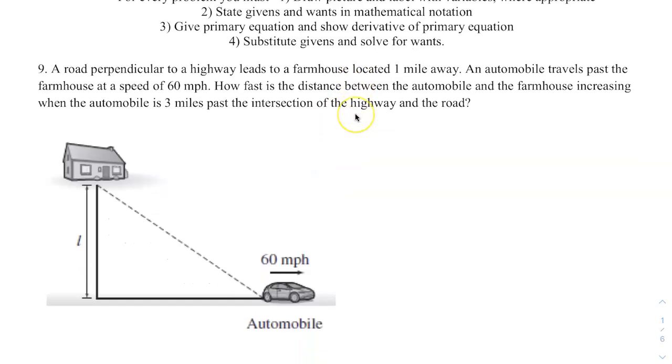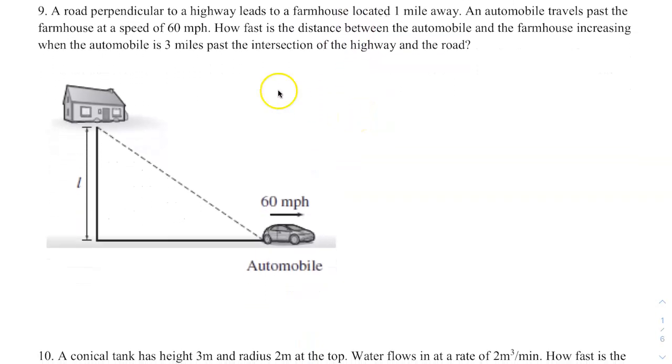Rates part 2. So let's solve these questions. A road perpendicular to the highway leads to a farmhouse located 1 mile away. So here's a farmhouse. An automobile travels past the farmhouse at a speed of 60 miles per hour. How fast is the distance between the automobile and the farmhouse increasing when the automobile is 3 miles past the intersection on the highway? So a lot of things going on, right? We kicked it up a notch.